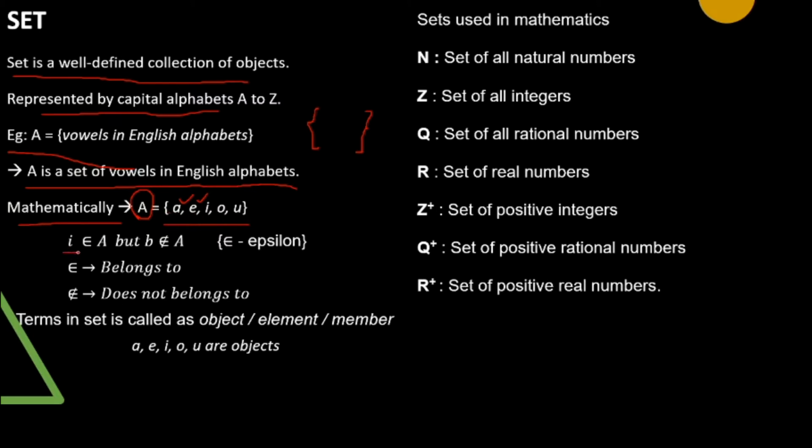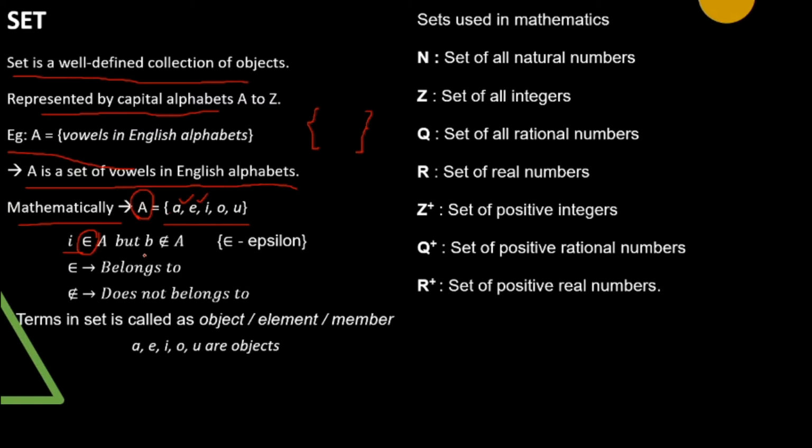Next, we can see some different symbols. What is this? It is the Greek letter epsilon. Mathematically, epsilon means belongs to, and when you strike through that epsilon, it says does not belong to. Let's see. Here we read it as i belongs to A. Is it true? Yes, i belongs to the set A, right? This A represents the set which contains the elements a, e, i, o, u, and here they are telling i belongs to A, but b does not belong to A. True, in our set A we don't have b. So we can say b does not belong to A. I hope this is clear. It is a very simple concept for you to understand sets.